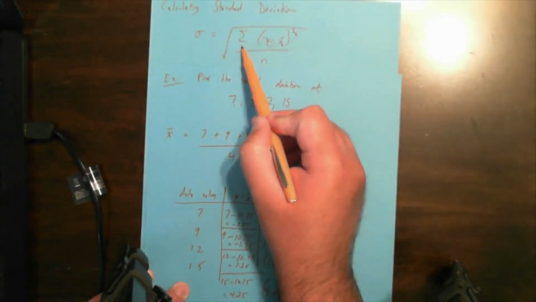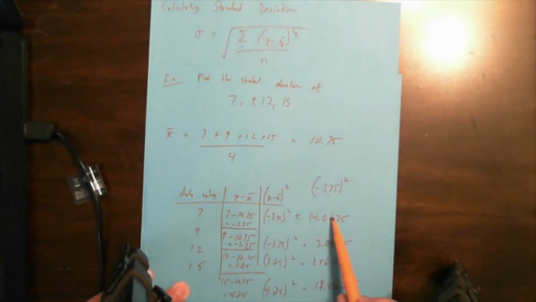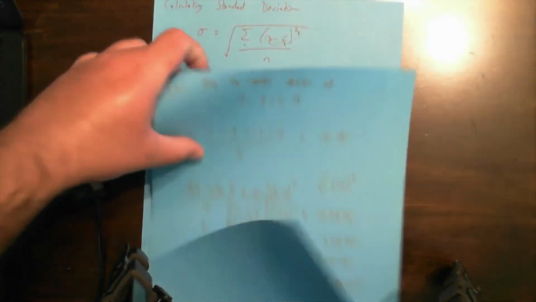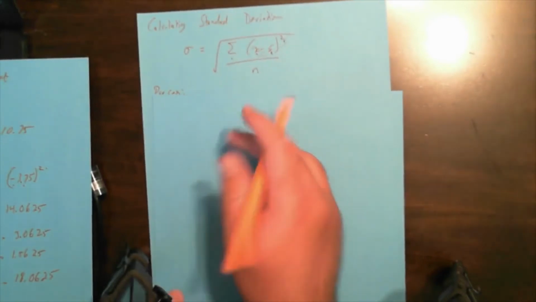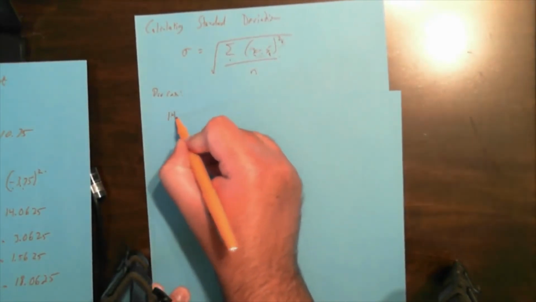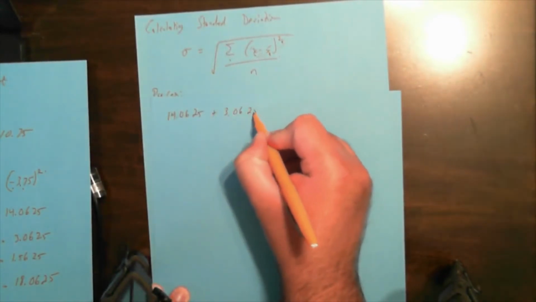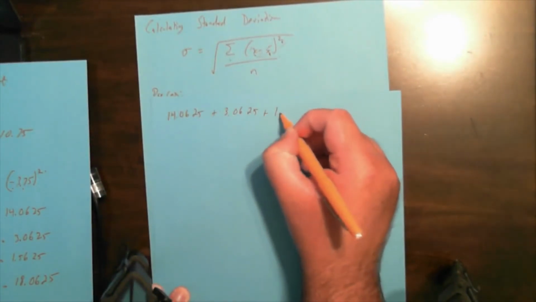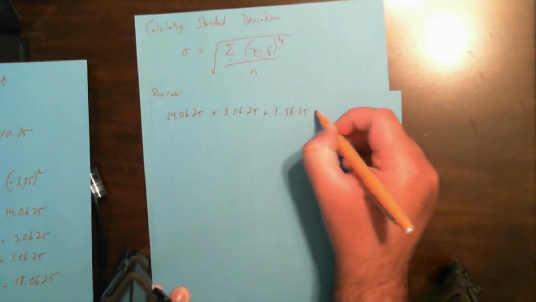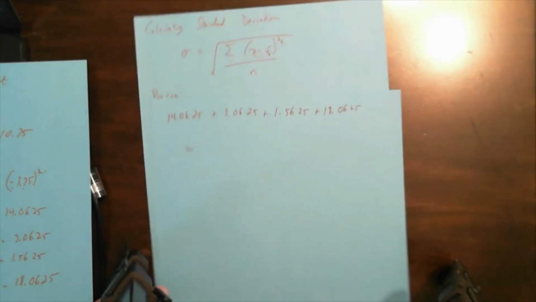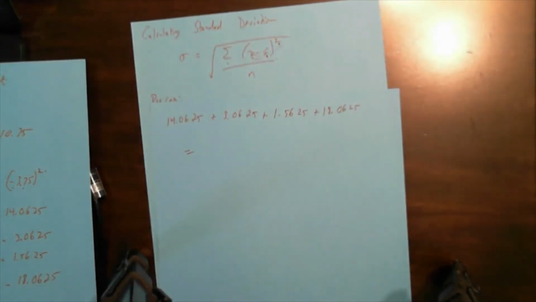The next step would be to take the sum of them all. This guy here, right? So to take the sum of all of these values right here. Okay? So that means we've got 14.0625 plus 3.0625 plus 1.5625 plus 18.0625.